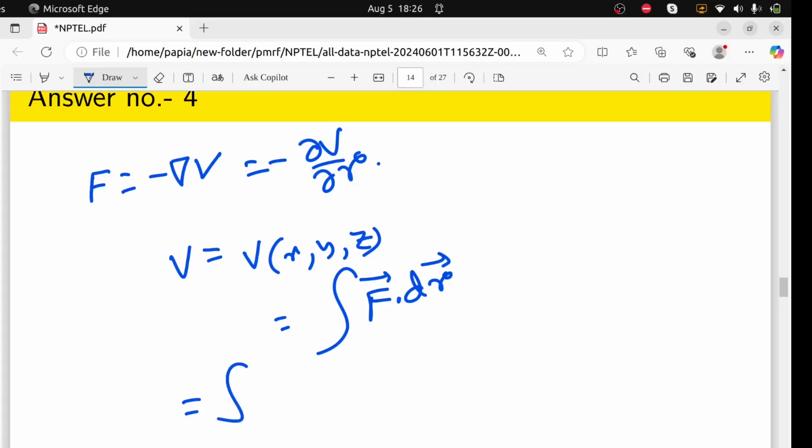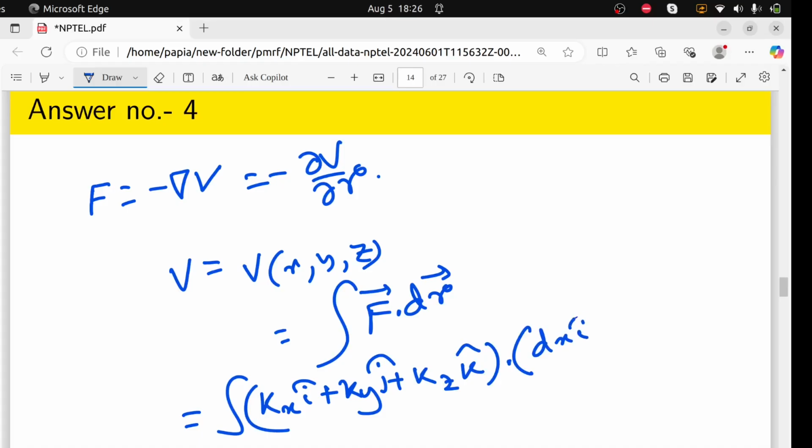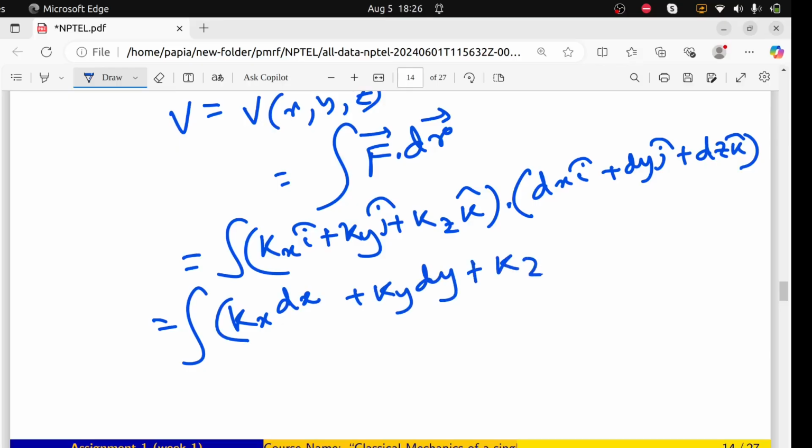And F is what? F was kx i cap plus ky j cap plus kz k cap. dr was what? dx i cap, dy j cap, dz k cap. Now you can see, i cap dot i cap will be 1 and i cap dot j cap, all the cross combinations, will give us 0. So that means kx dx plus ky dy plus kz dz.